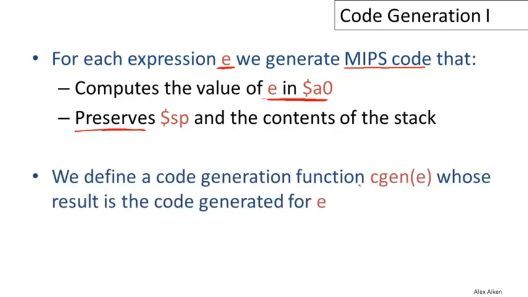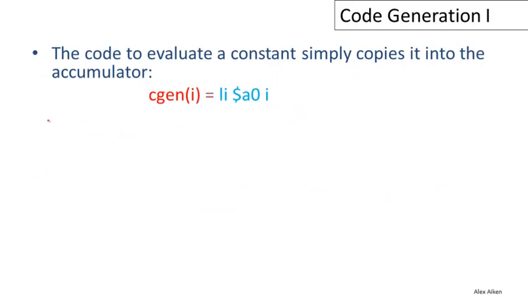And we're going to write a code generation function, cgen of E, that produces code. So cgen of E is something that produces a program, it produces code that will accomplish these two things. Now our code generation function is just going to work by cases. To begin with, let's focus on the expressions, and we're going to have a certain kind of code that's generated for each kind of expression in the language.